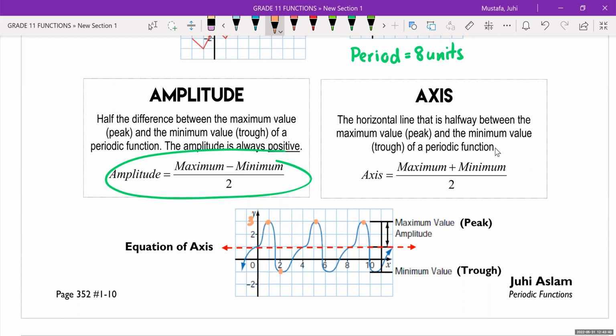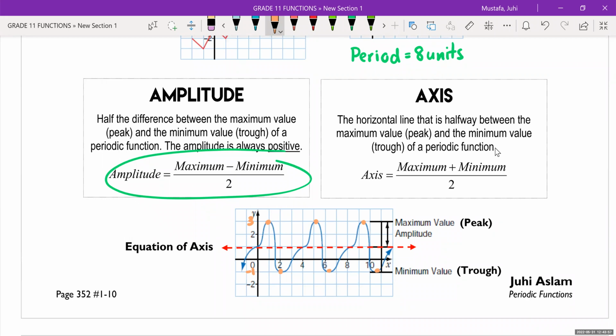The minimum value are these low points. They're as low as it can go. And on this graph, it would be a -1. Now, even without doing the math, you can figure out that halfway between a 3 and a -1 would be approximately 1. So you can see that with the dashed line.